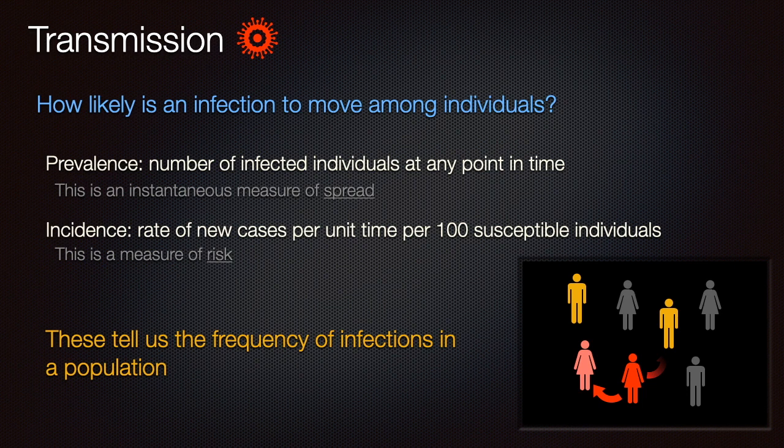One benefit is that it's fairly intuitive. Unfortunately, it's not exceptionally useful for predicting what a pathogen is going to do. We can also calculate incidence, which is the rate of new cases over time, usually normalized to some standard number of susceptible individuals. Unlike prevalence, incidence can be used to determine risk. Both of these numbers tell us the frequency of infections in a population.